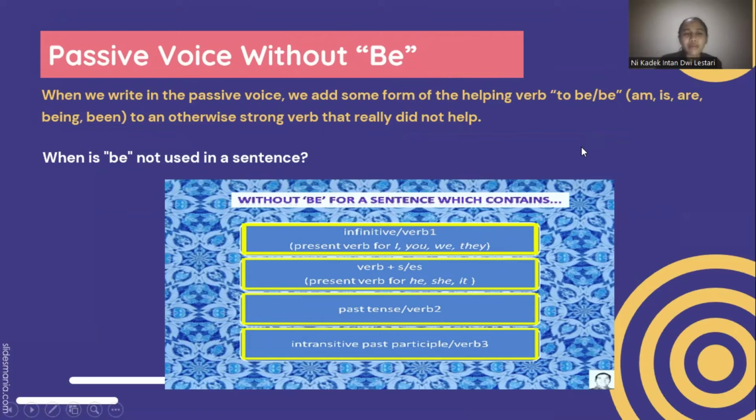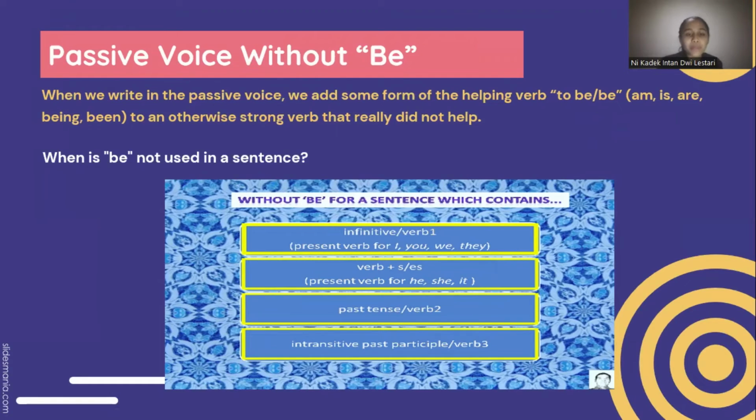So, when we write in the passive voice, we add some form of the helping verb, which is to be or be, like am, is, are, being, been, to an otherwise strong verb that really did not help. So, when is be or to be not used in a sentence?